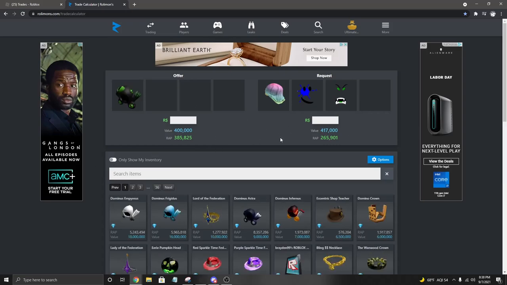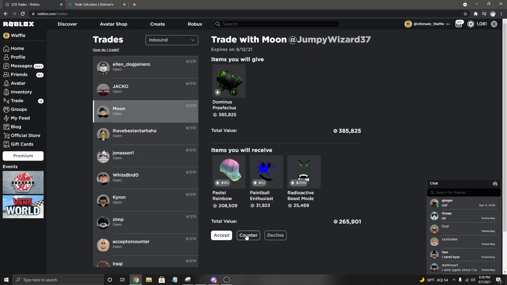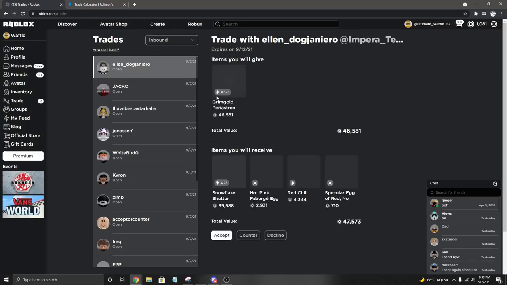I can get way more with other better items. This person, they're just a trade bot anyway. I'm not even gonna bother with them. So, I'm just gonna go ahead and decline that.